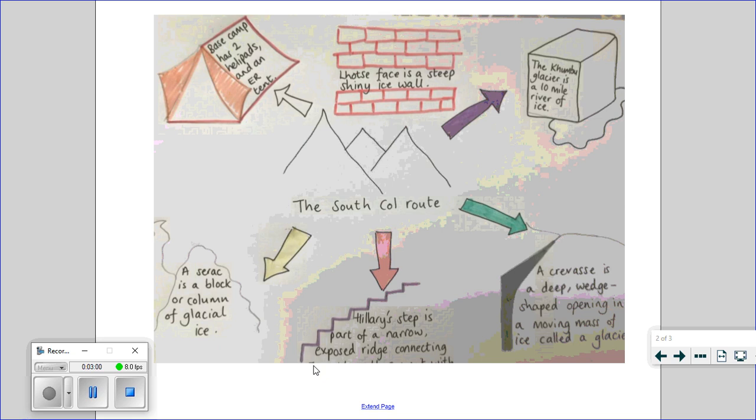So that's just an idea of how I have approached it. Obviously you can use your own imagination, and there were lots of other facts in that presentation, or you might want to add your own. But I do want you to focus on the South Col route rather than just general facts about Everest. You could maybe include how many camps they had on the way up when they were climbing with Edmund Hillary, etc. It's up to you really.